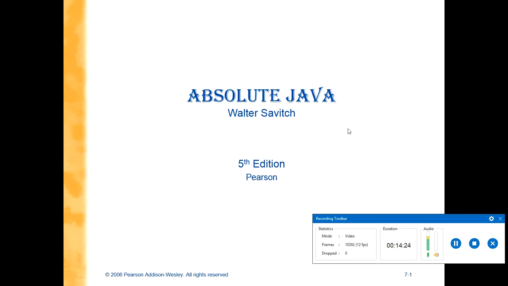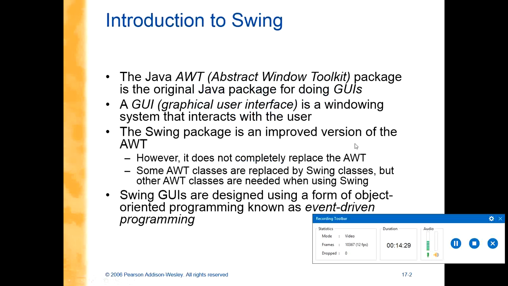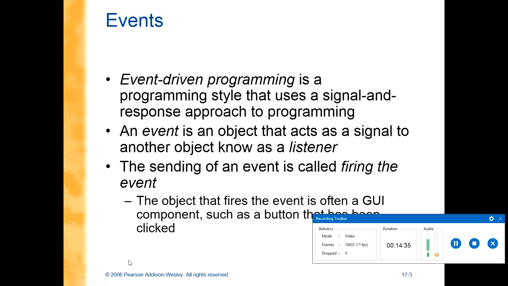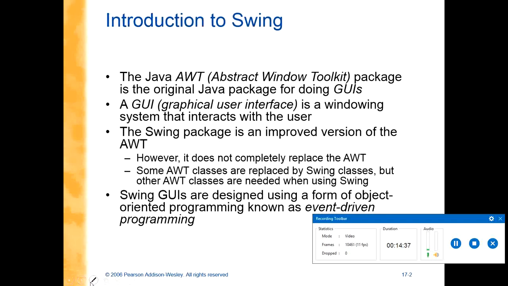Alright, so continuing with the chapter. The Java AWT, Abstract Window Toolkit package, as I told you just now also, is the original Java package for doing the graphical user interface. So the original package for doing graphical user interface programs in Java was Abstract Window Toolkit. So AWT package is an older package designed for doing windowing interfaces. Swings are an improved version.